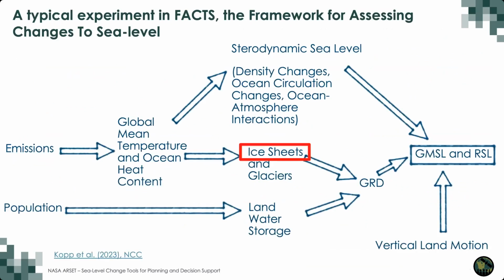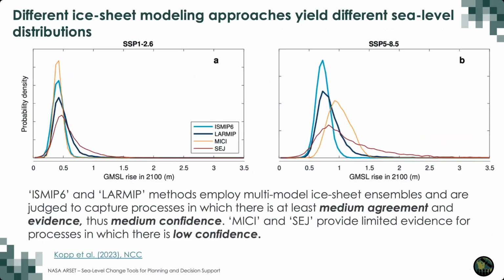shown here. Now, I want to highlight the ice sheets here because of that deep uncertainty I mentioned earlier. Different ice sheet modeling approaches yield different sea level distributions. And that's reflected in these probability charts here. So on the left, we're looking at 4 different ways of modeling global mean sea level in that low emission scenario, SSP1 2.6, and on the right, in a very high emission scenario, SSP5 8.5. And each of these probability distributions, these bell curves or skewed bell curves, represent a different way of modeling the ice sheet contribution to sea level.